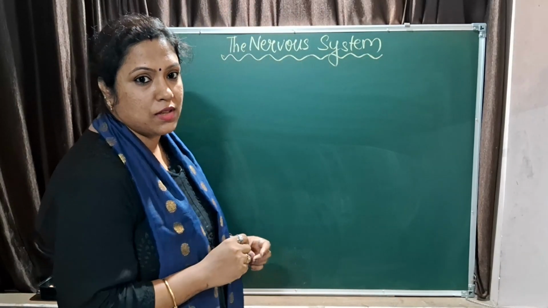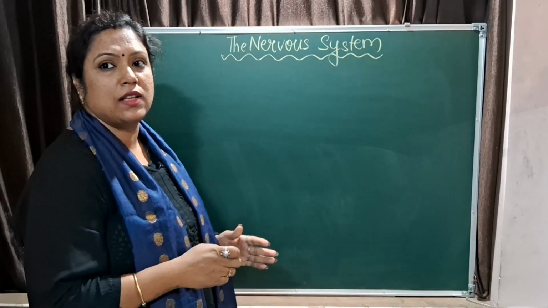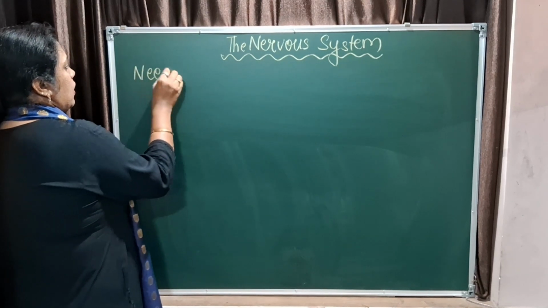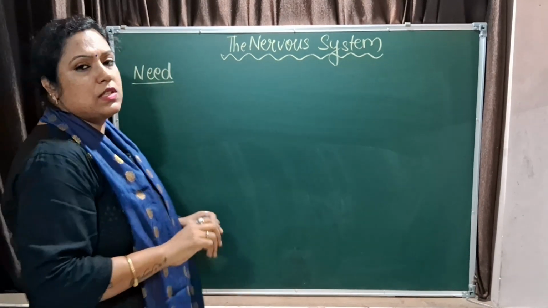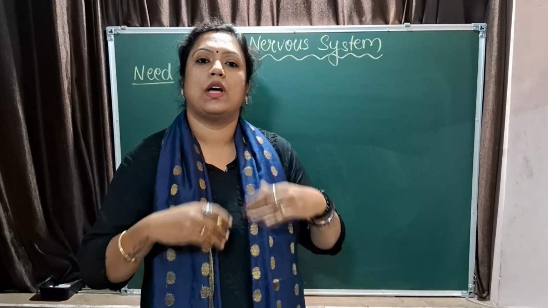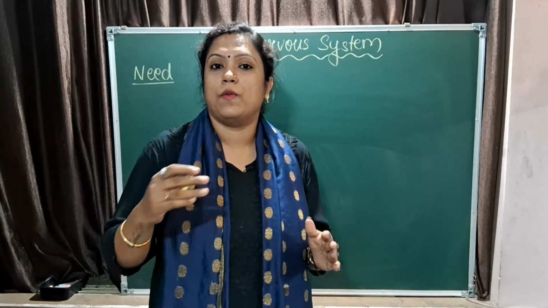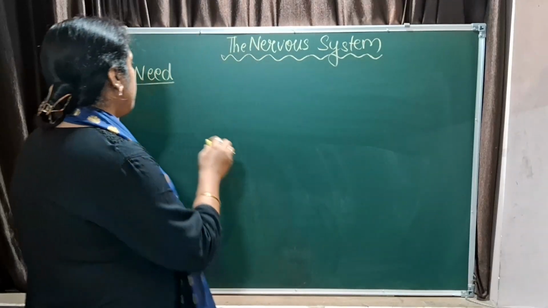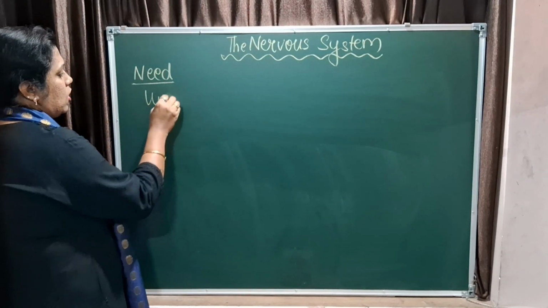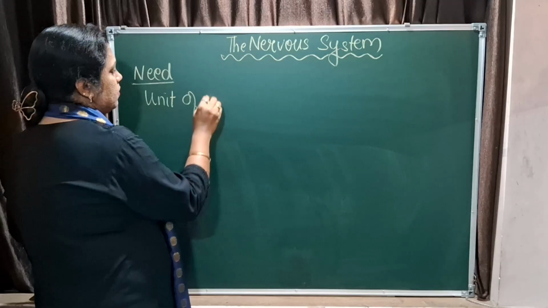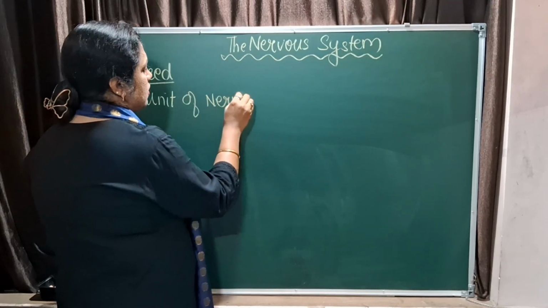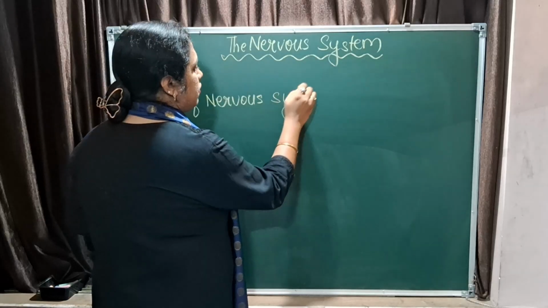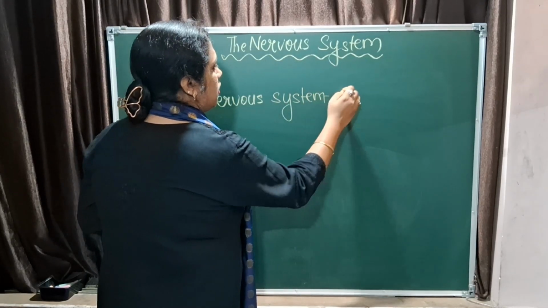Time is very crucial. The first thing that we will study in the nervous system is the need of the nervous system. The need of the nervous system is to connect us to the outer world. Whatever way you are connected to the outer world is because of your nervous system. And what is the main unit of the nervous system? This question can be asked. The structural and functional unit of the nervous system is the neuron.